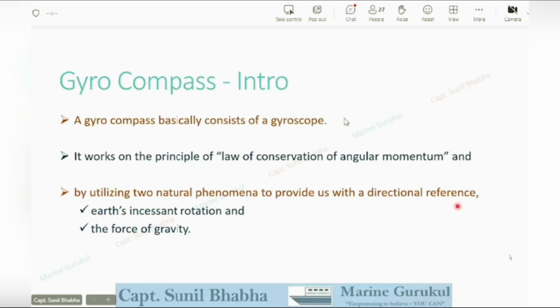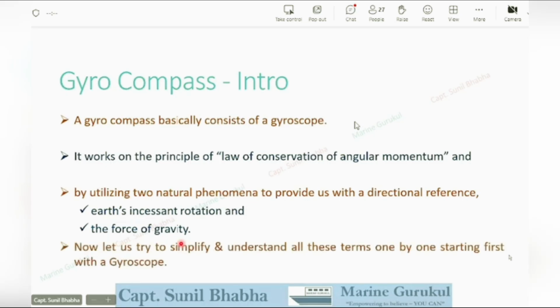These two natural phenomena are: one, the Earth's incessant or continuous rotation around its axis. Earth completes one round around its axis in 24 hours. So this rotation of the Earth is utilized to make a gyro compass. And second is the force of gravity. So these are two universal natural phenomena which are there in existence, and in making of a gyro compass, we utilize both these phenomena. So now let us try and simplify and understand all these terms one by one.